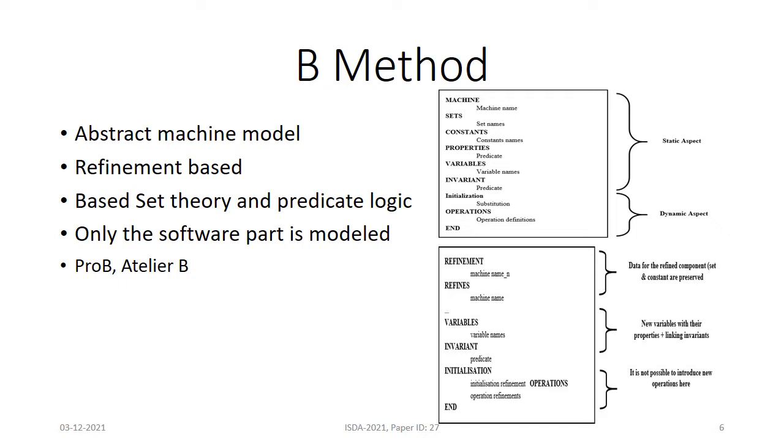See, the first one shows the basic properties of an abstract machine: machine, sets, constants, properties, variables, invariant. And the second diagram is for the refinement. That means one machine can be refined by another for a higher level of system design.